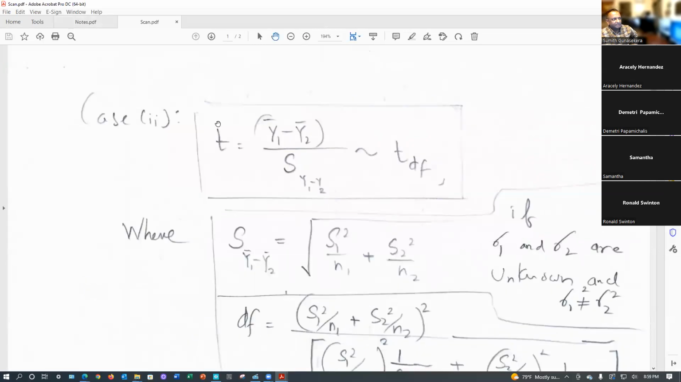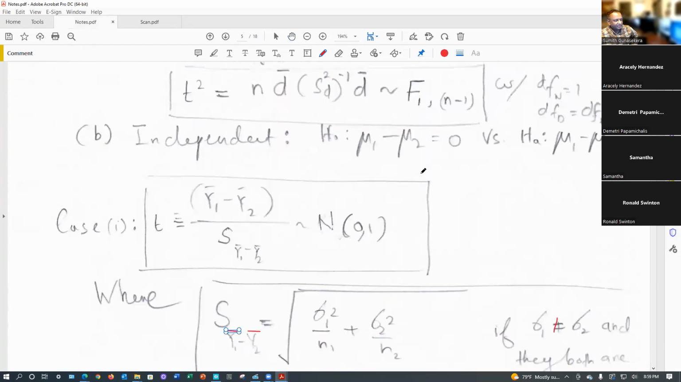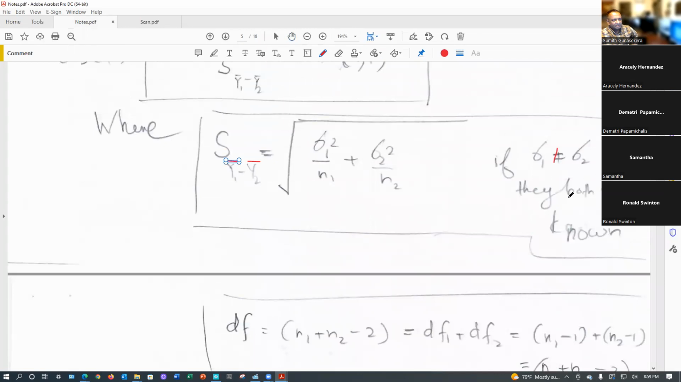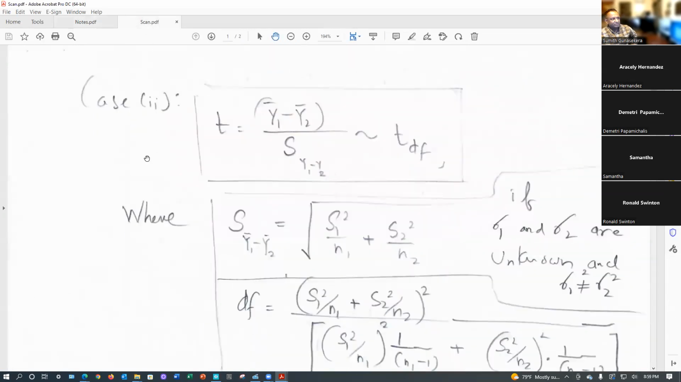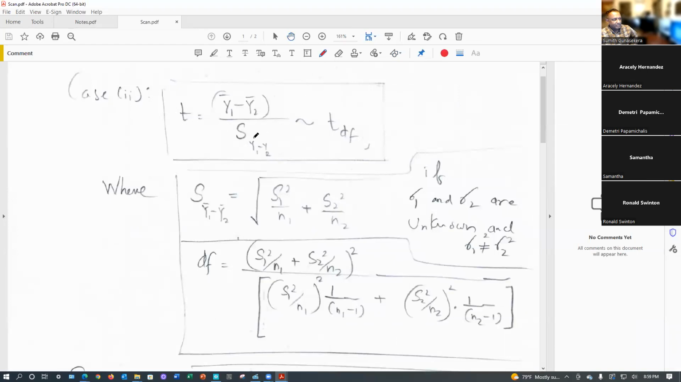Earlier, when we were here, case 1, under the independent, when these two are known and they were not the same, then you can plug in this one over here. And case 2, you're going to use the t if they are unknown and not equal. Now unknown and not equal, it should be x bar and y bar.